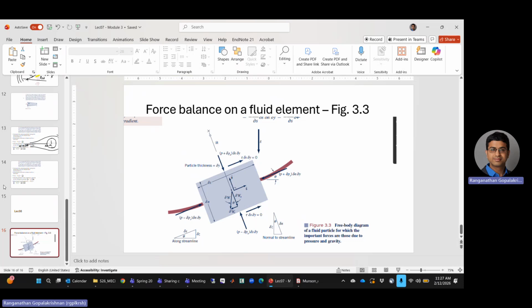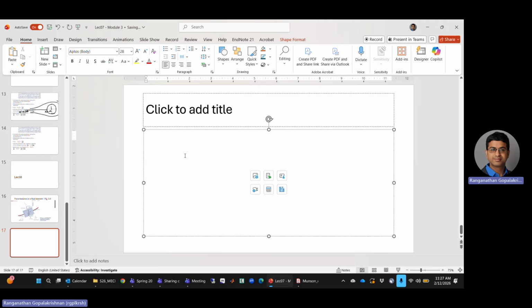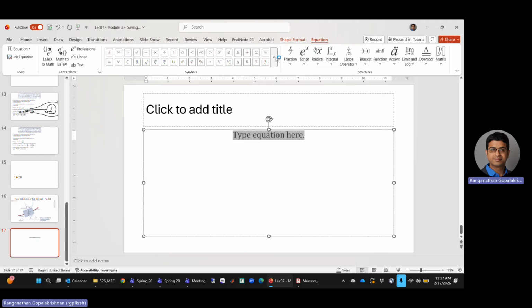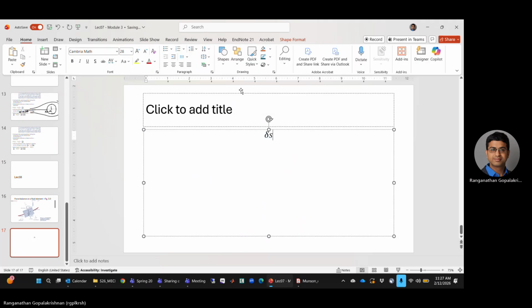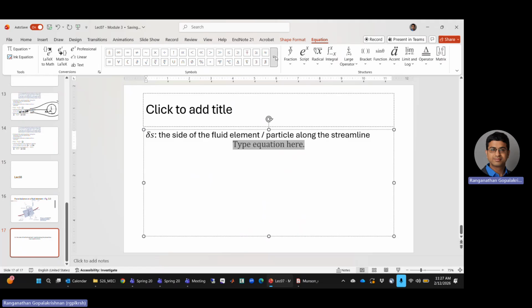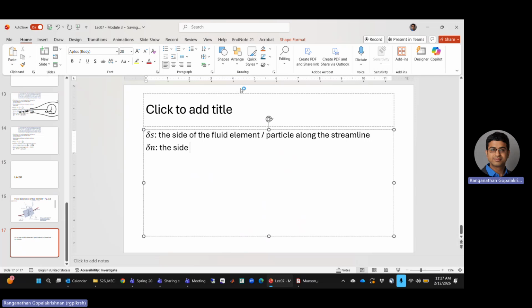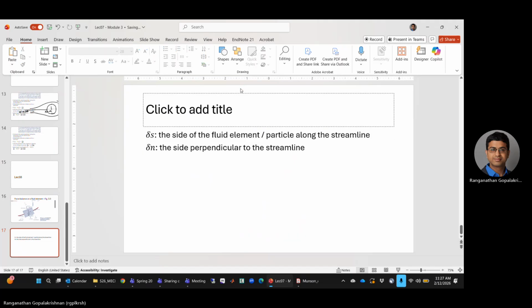So let me start writing some of this down. Delta S is the side of the fluid element or particle along the streamline, and delta N is the side perpendicular to the streamline.